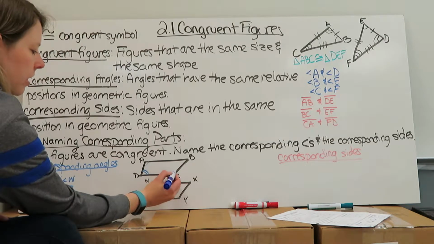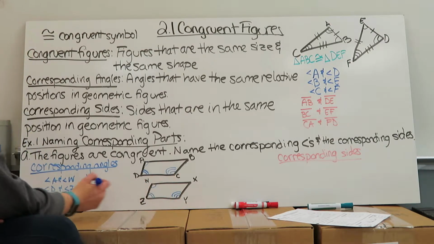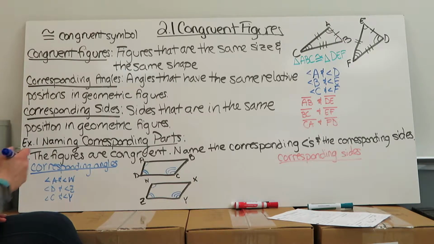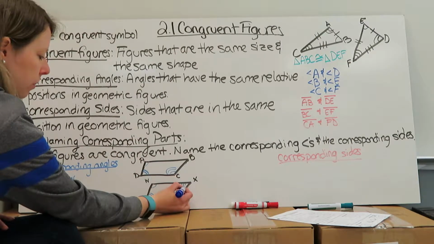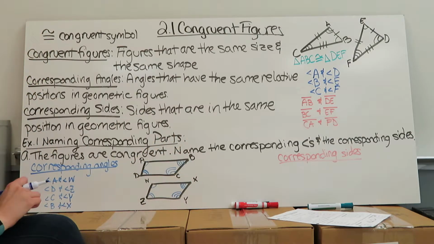We have angle C. I'm going to put 3 lines here. Angle Y has 3 little lines. So angle C and angle Y. And last but not least, we're going to have angle B and angle X. You don't want to leave that blank. You want to put in that there are 1, 2, 3, 4, and match 1, 2, 3, 4 as well. So those are the corresponding angles.